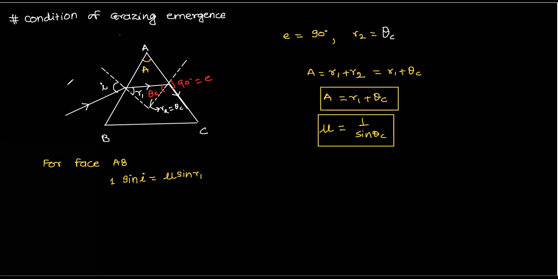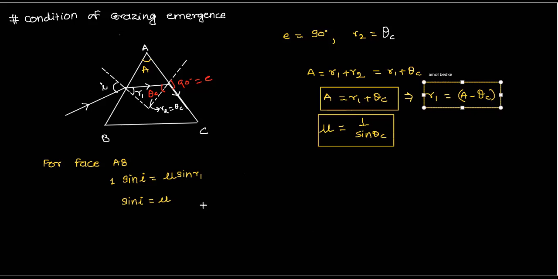This is air. Air means refractive index is 1. So therefore here it is 1 sine of I is equal to mu into sine of R1. So now this sine I is equal to mu into sine R1, which is what we got from this. If we see here, can I write like this? R1 is equal to A minus theta C. Can you see here? So the same thing I am going to keep here now. So therefore, can I write like this? Sine of A minus theta C.